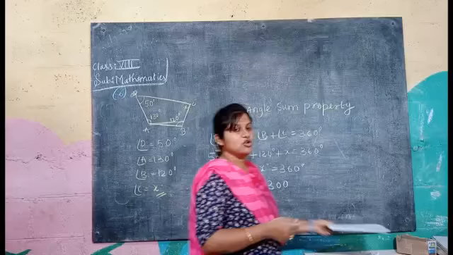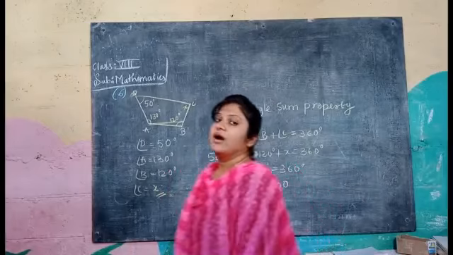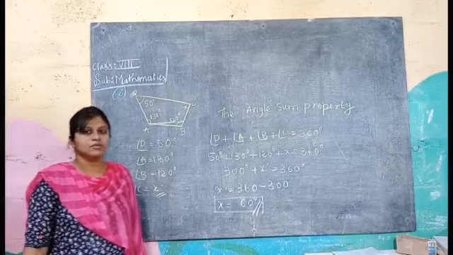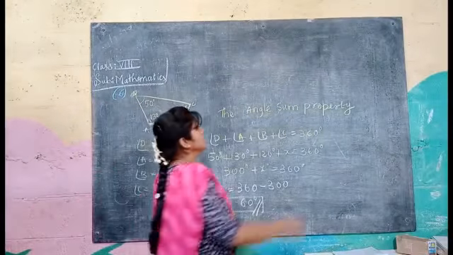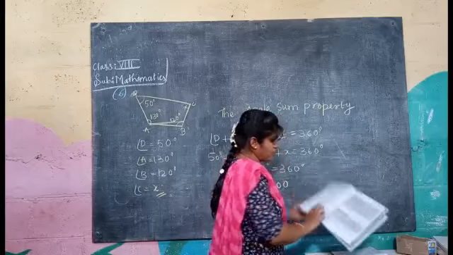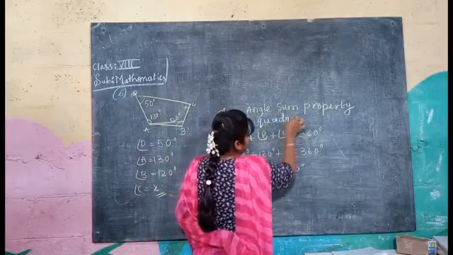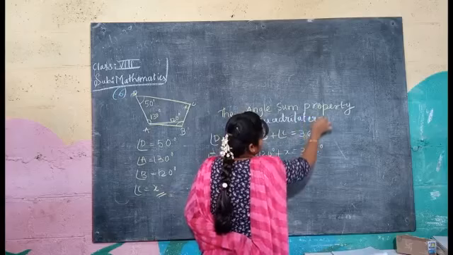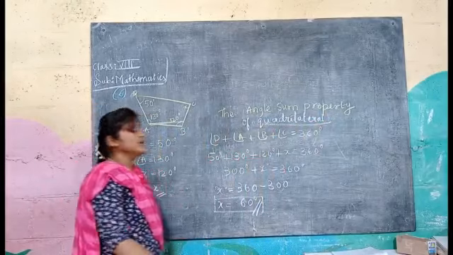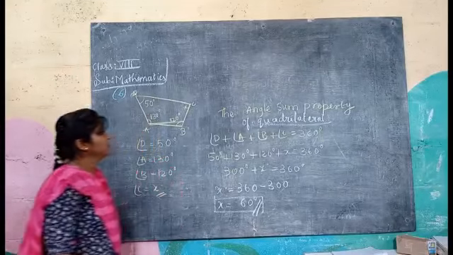Understood how to find out the value of the not given value? This angle we got using the angle sum property of quadrilateral. Using the angle sum property of quadrilateral, we found the value of x. Okay, this is the first problem.